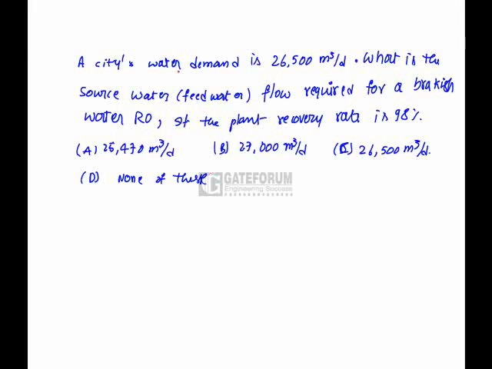A city's water demand is given as this much. What is the source water or feed water demand flow required for a brackish water RO if the plant recovery rate is given as 98%? So recovery rate is equal to Q permeate by Q feed source water demand into 100. We have to find out the feed source water flow required.